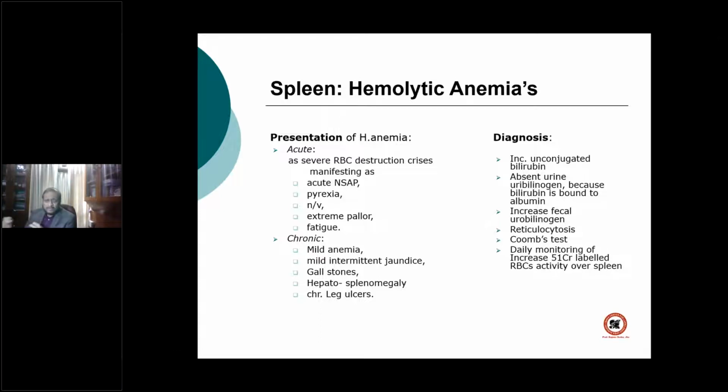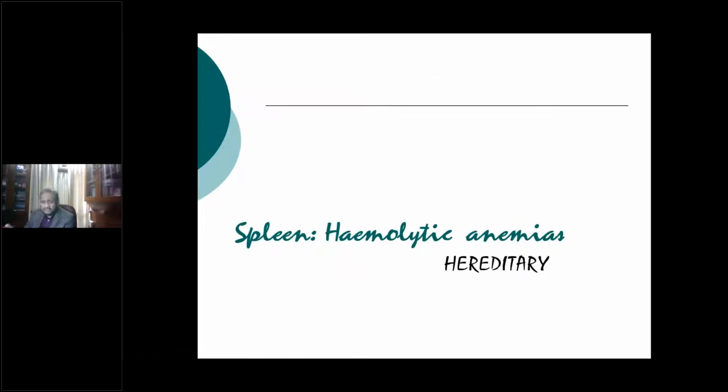How do you monitor it? By radioscopic monitoring using 51 chromium radioisotope. So these would label the RBC, and then the activity of the spleen can be seen to be increased manyfold. Why? Because the RBCs are being destroyed inside the spleen.